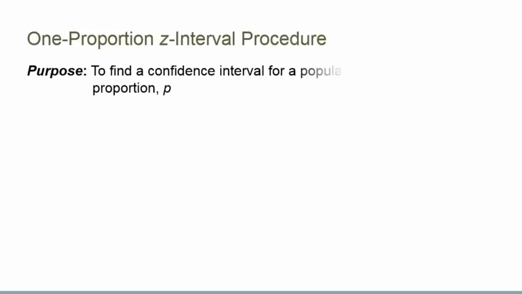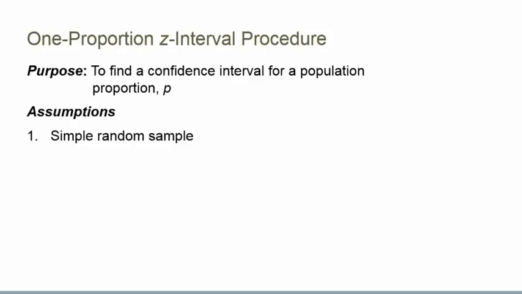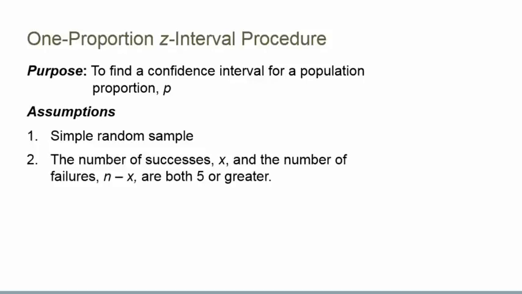One proportion z-interval procedure. Purpose: to find a confidence interval for a population proportion P. Assumptions: 1. Simple random sample. 2. The number of successes X and the number of failures N minus X are both 5 or greater.